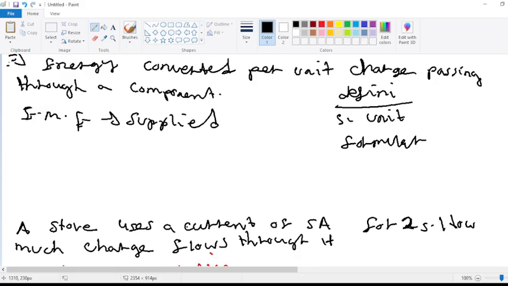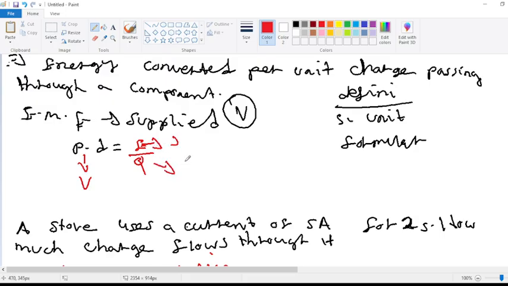Since we've talked about the definition of the potential difference, let's look at the SI unit. The potential difference is measured in volts. The formula we can use to calculate it, since there's energy converted per unit charge passing through a component, is PD equals energy divided by charge, whereby PD is measured in volts, the energy in joules, and the charge in coulombs.